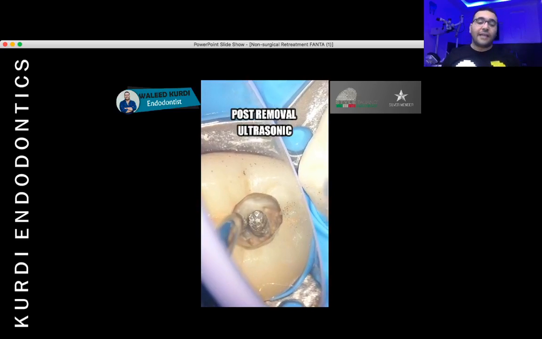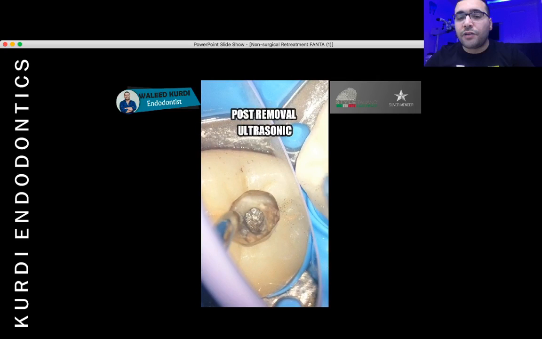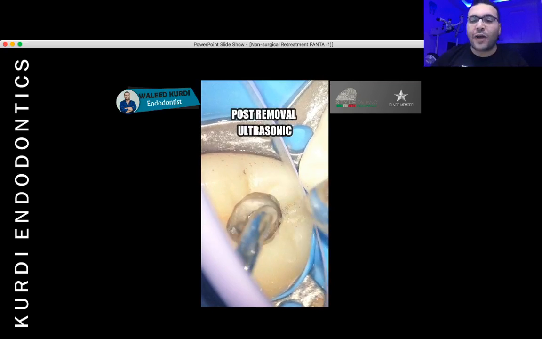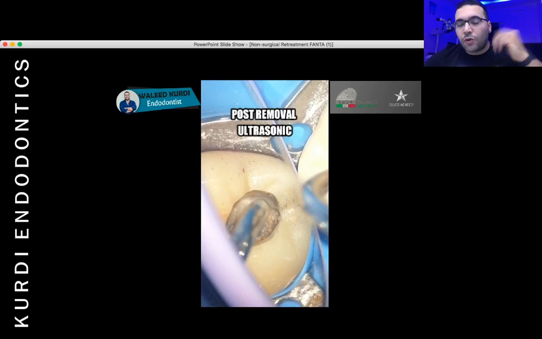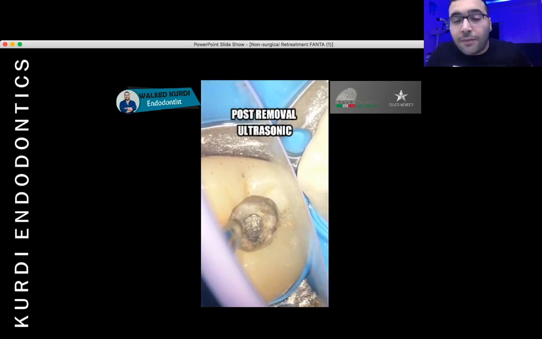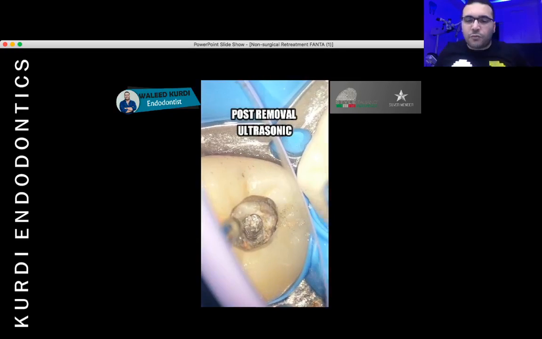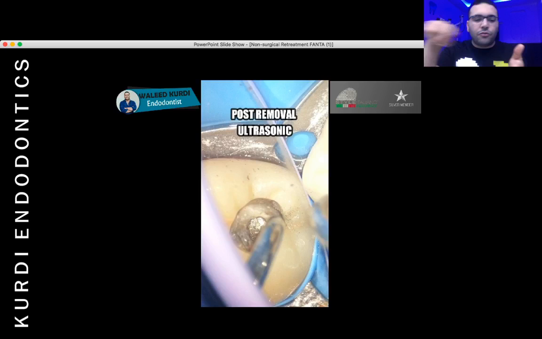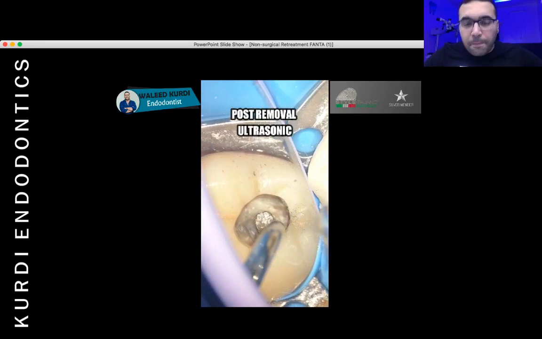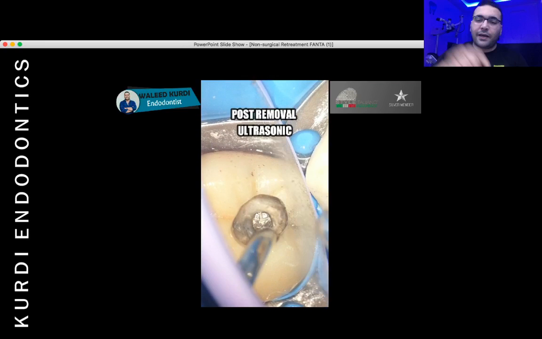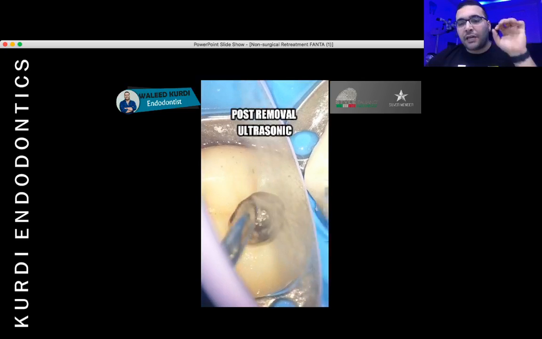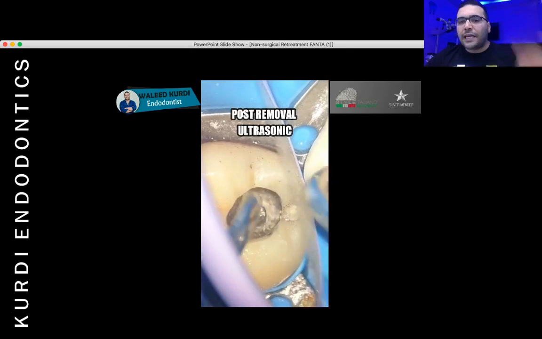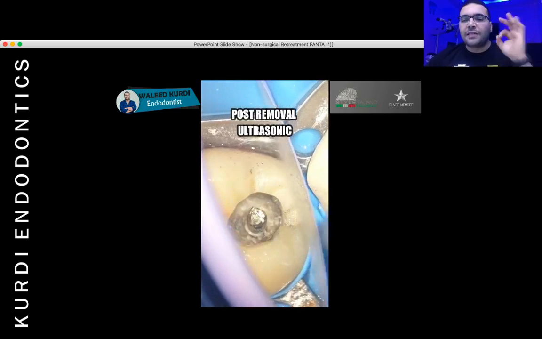I will talk about the post and how to remove the post, but again, with ultrasonic in a counterclockwise motion, because I saw a question in the comments. It's a counterclockwise motion, but because it's in the mirror, you think that it's clockwise. No, it's a counterclockwise motion. With the ultrasonic, by the way, in this case, I made a selective non-surgical retreatment. I only decided to retreat the distal root.